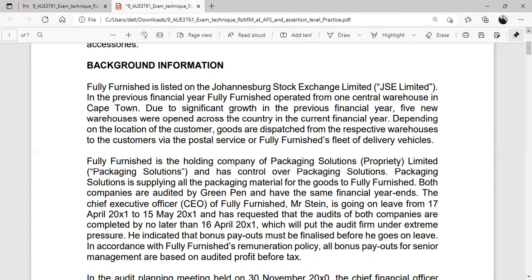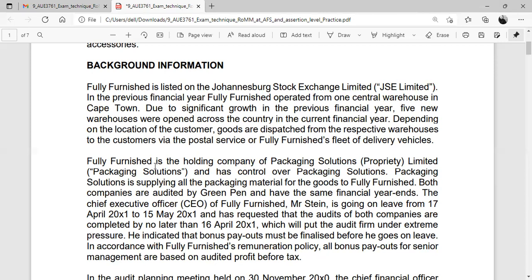So the background information says here that Fully Furnished is listed on the Johannesburg Stock Exchange. So it's listed on the JSE. And in the previous financial year, Fully Furnished operated from one central warehouse in Cape Town, okay? And due to significant growth in the previous financial year, 5 new warehouses were opened across the country in the current financial year. So the company has had to expand.